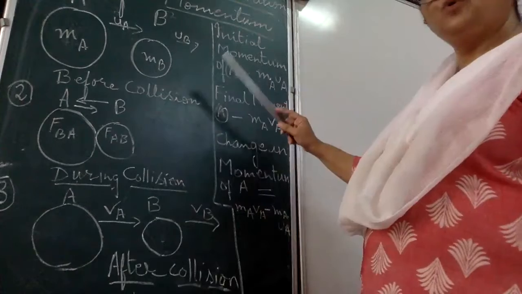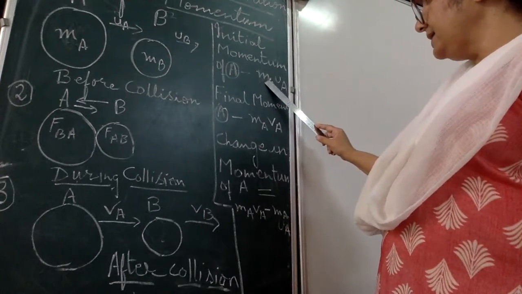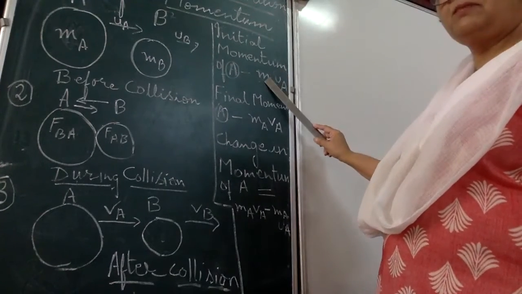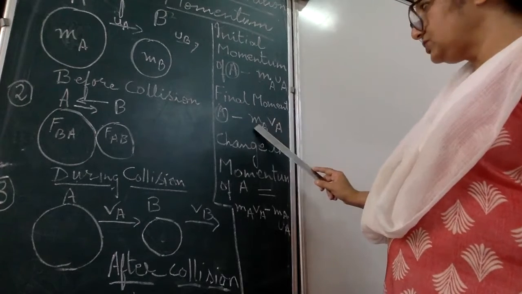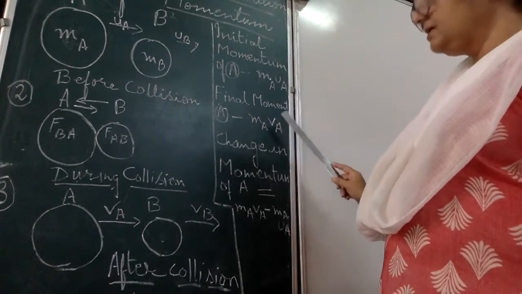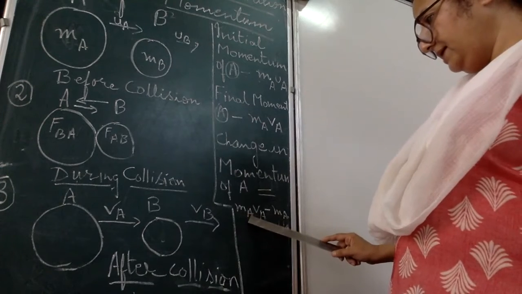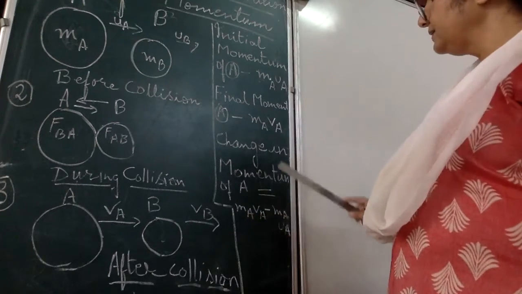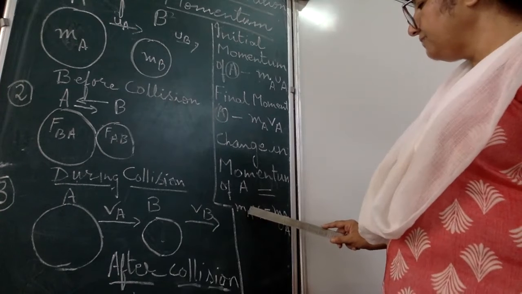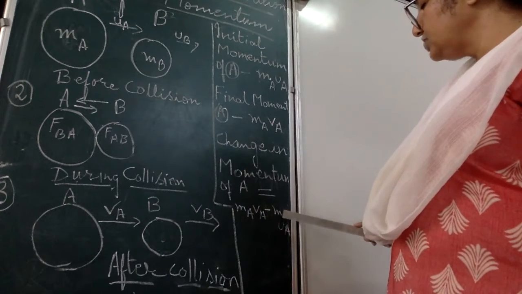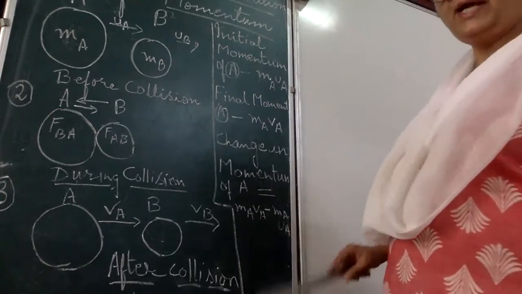Then, as we know that momentum is the product of mass and velocity, the initial momentum of object A will be mA into uA, because uA is the initial velocity and mA is the mass of object A. Final momentum of object A will be the product of mass and its final velocity, so mA into vA. Therefore, the change in momentum of A can be written as mAvA minus mAuA. The change in momentum of object A will be the final momentum of body A minus the initial momentum of body A. So that comes to be mAvA minus mAuA.